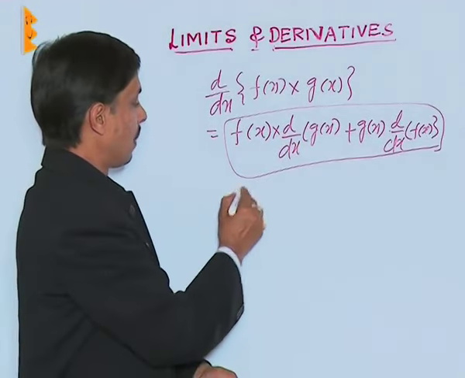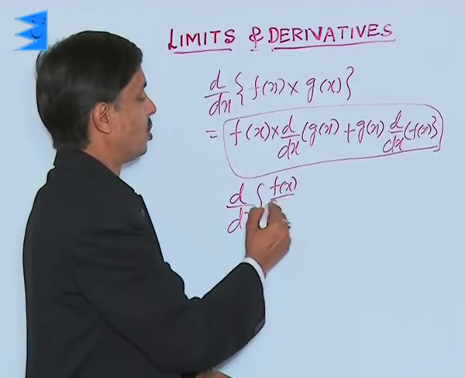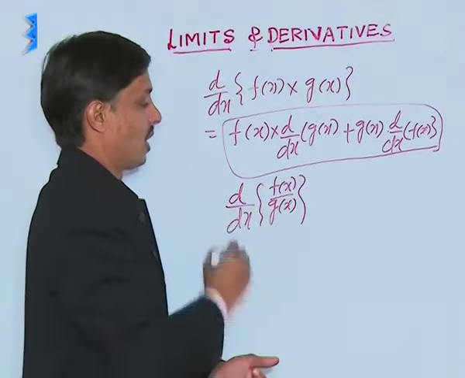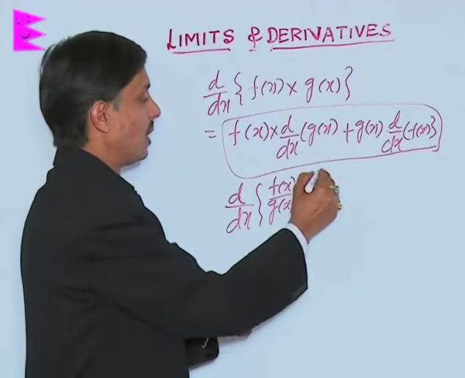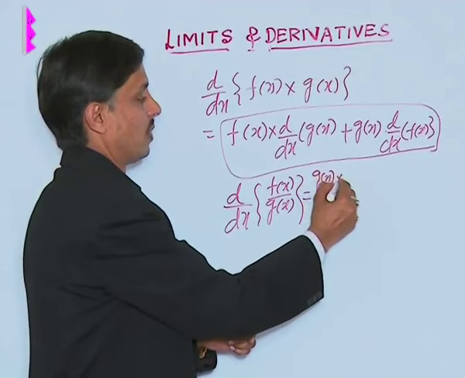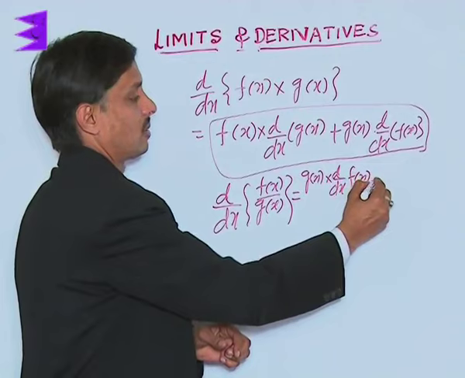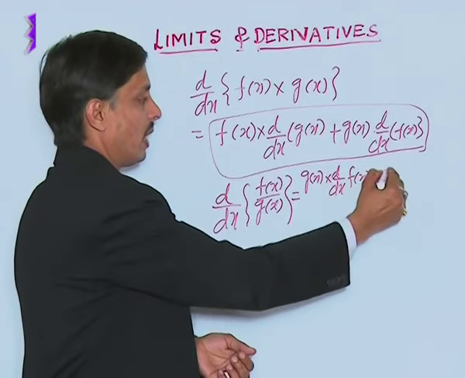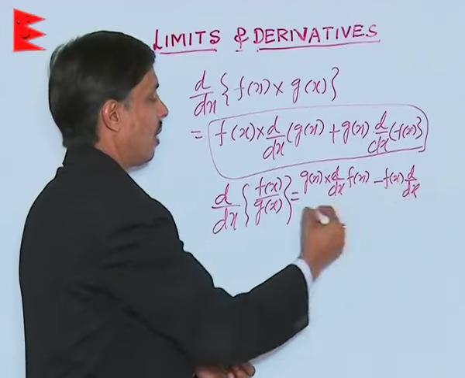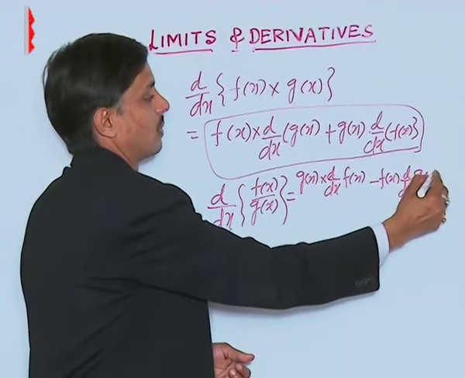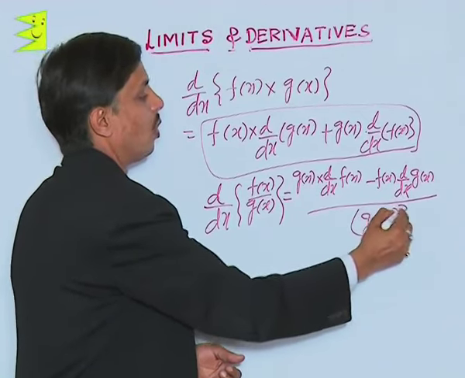If in the problem the question is f(x) upon g(x), in place of product it is division, then the rule is: denominator, that is g(x), into derivative of numerator, that is f(x), minus numerator f(x) into derivative of denominator g(x), divided by denominator's whole square.